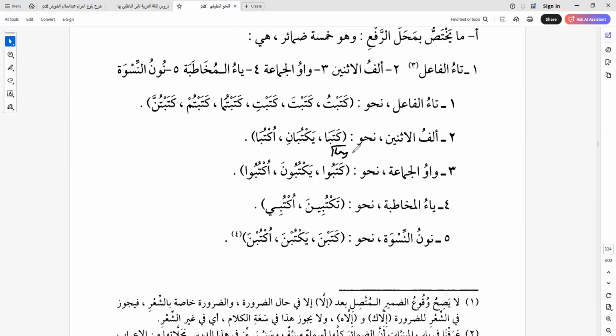Katabu, they wrote. And "they" here is masculine plural. Now, yaktubuna, they are writing. Uktubu, command. So katabu, yaktubuna, uktubu, wawul jama'a. So we have here the wawul jama'a is indicated with alif in front of it.